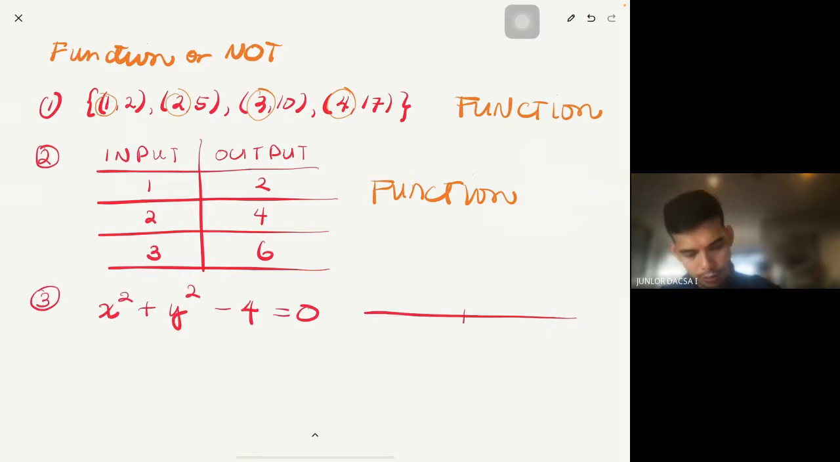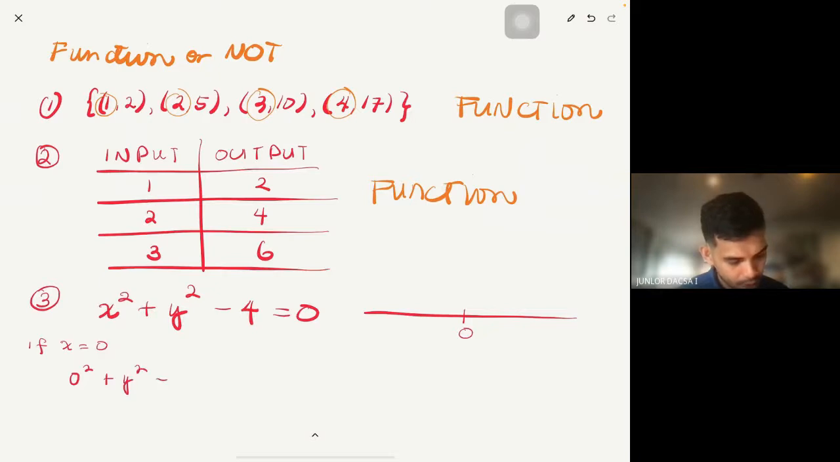Trial and error tayo. So kung mag-start tayo sa 0, so let us say if x is 0, what is y? So replace natin yung x doon sa equation na 0. So 0 squared plus y squared minus 4 is equal to 0. So 0 squared is 0. Then y squared. Then transpose negative 4 to the other side, magiging positive 4.